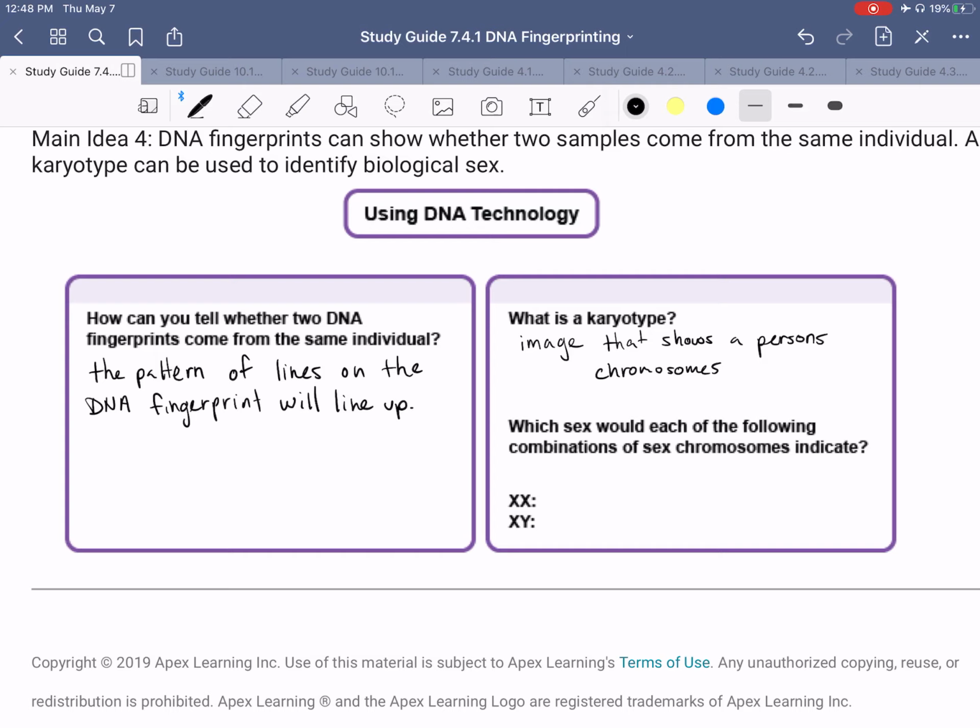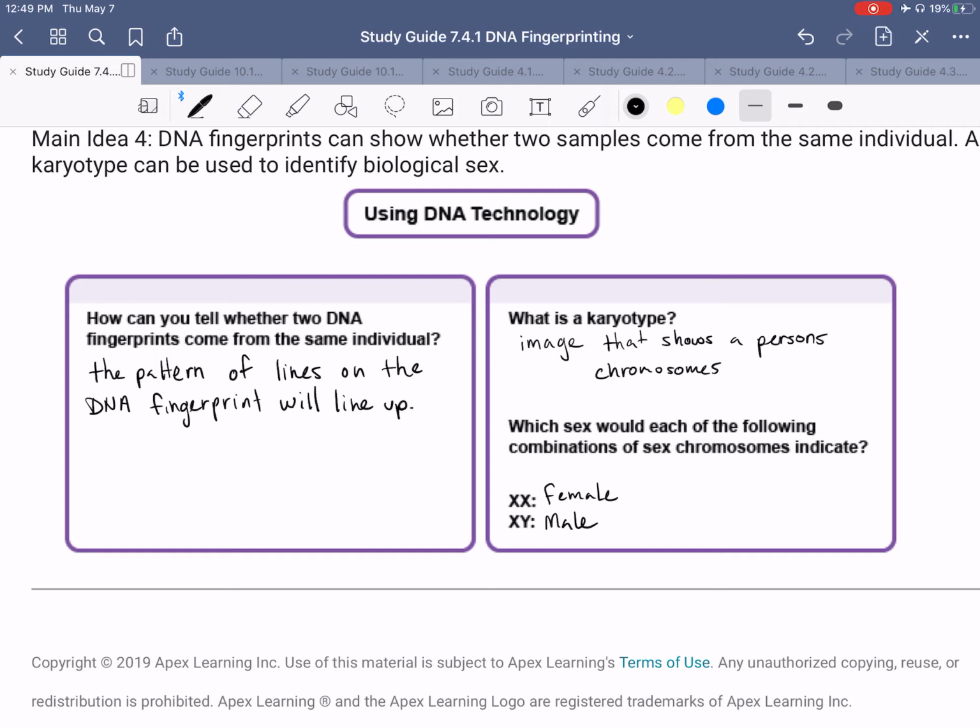But this is important though. You can tell, like I said, a person's sex from it. And then there are some disorders that you can tell if a person has just by looking at their chromosomes. They might be missing a chromosome, they might have an extra chromosome, and a karyotype would show you that. So this last question here on the study guide says, which sex would each of the following combinations of sex chromosomes indicate? So XX would be, right, female. XY would be male.